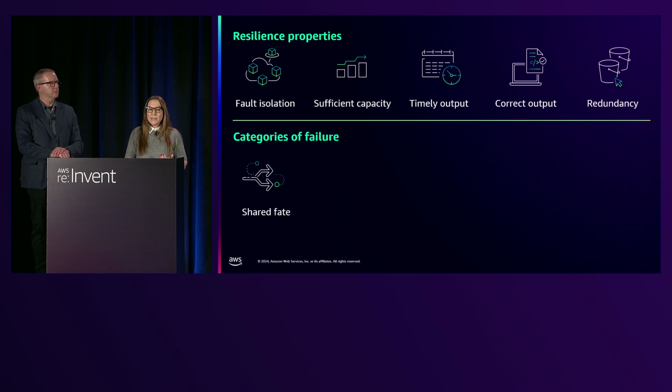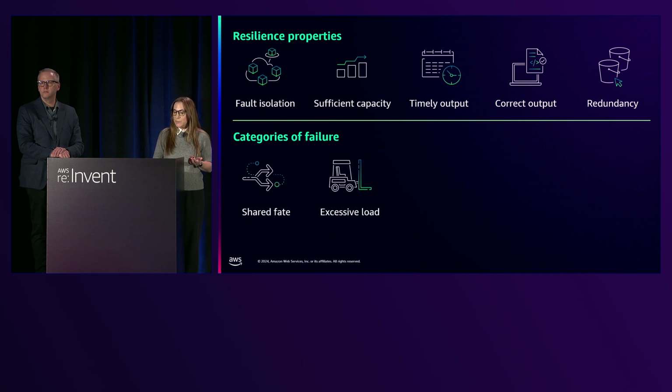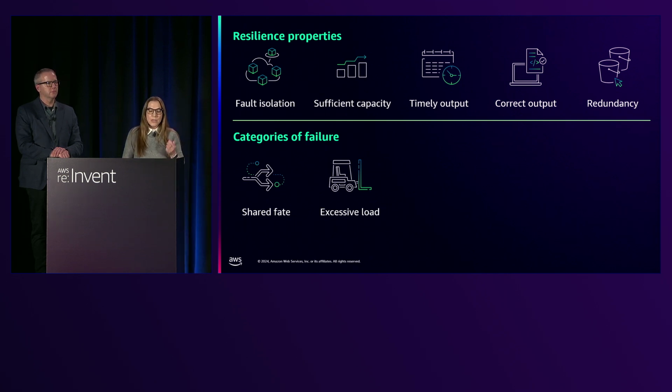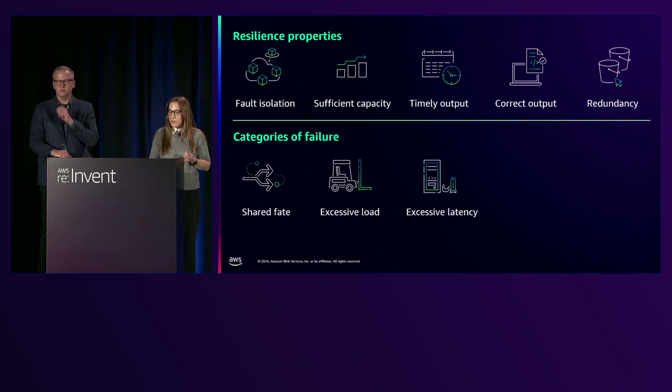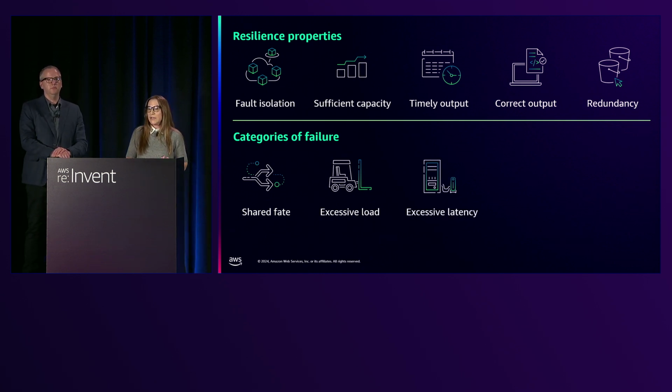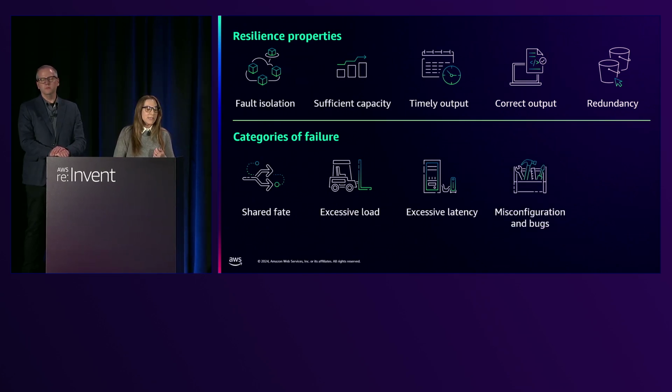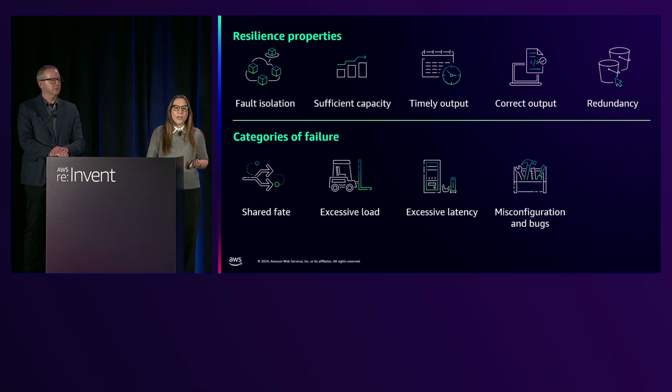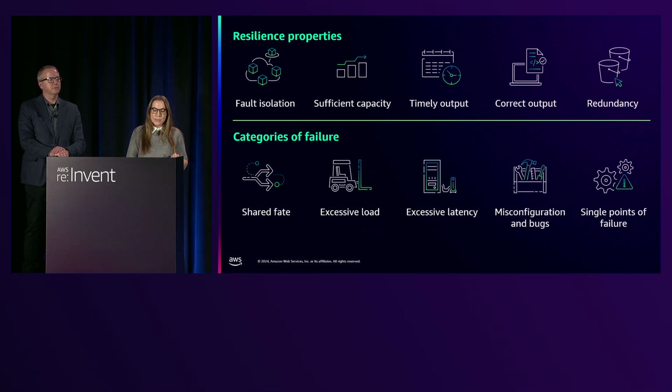Sufficient capacity is going to expose scalability weaknesses when excessive load pushes systems beyond their design limits. Timely output is going to struggle against excessive latency as the demand for speed collides with the complexity of AI computations. Correct output is going to contend with misconfiguration and bugs, where the line between error and innovation in AI can become blurred. And then redundancy encounters single points of failure. And these are further complicated by cost constraints and consistency demands.